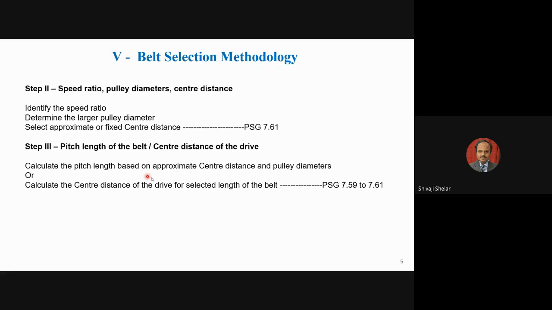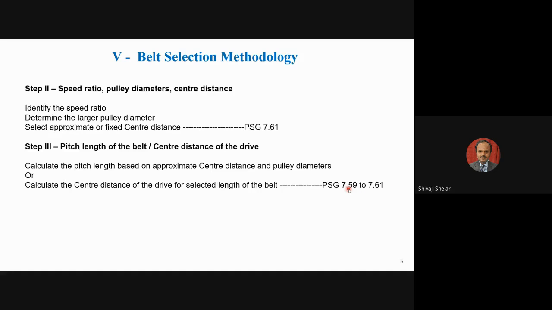So that I have written here. Calculate the pitch length based on approximate center distance and pulley diameter. So if you know the center distance data and pulley diameters, you can calculate pitch length, or calculate the center distance. Calculate the center distance of the drive for the selected length of the belt. If the standard length of the belt is already selected, then you have to calculate what should be the exact center distance. Adjust. There are some drives that have an adjustable center distance mechanism, so you can adjust the center distance to meet that requirement. This is to be done from pages 7.59 to 7.61.